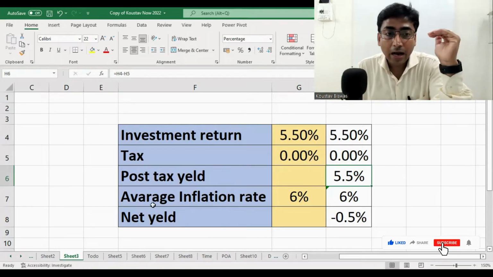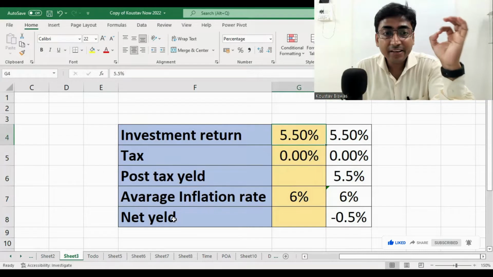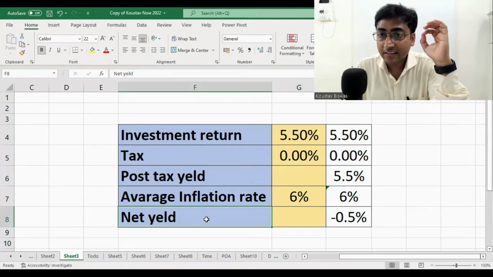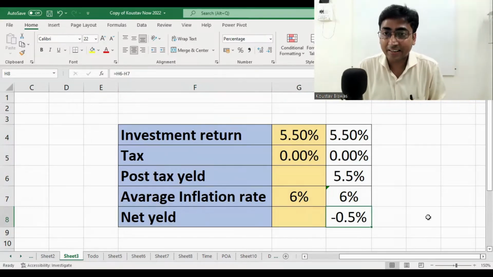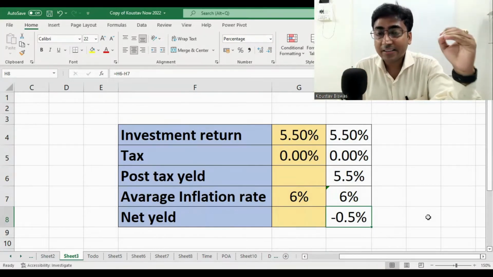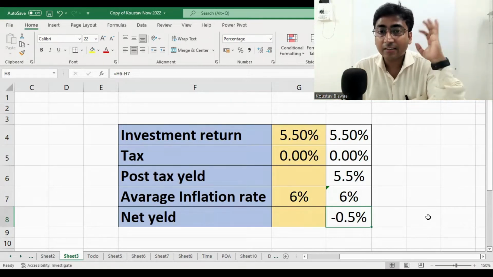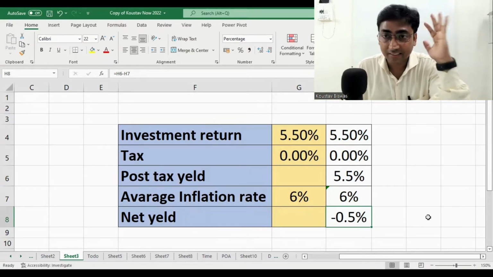Now, as we saw, our average inflation is 6%, right? So by investing into this every year, your net yield, how much you are getting in your hand, is minus 0.50. This is the interesting fact, but we don't understand it. That is why we need to invest. If we have more than 3 to 5 years, we need to invest into equity oriented investment, which will give you more than 6% inflation adjusted return.